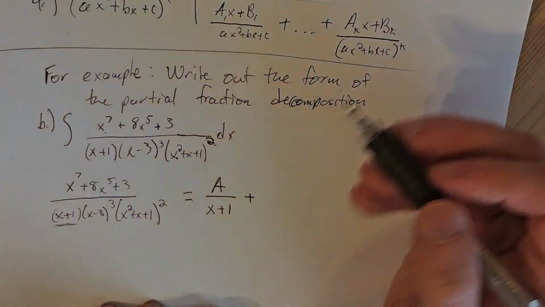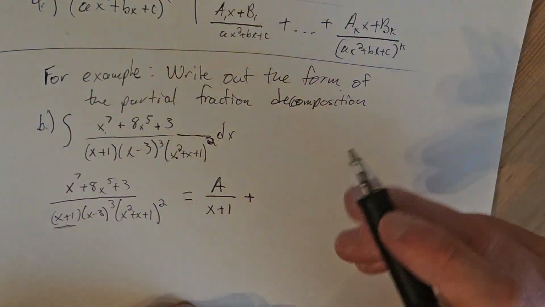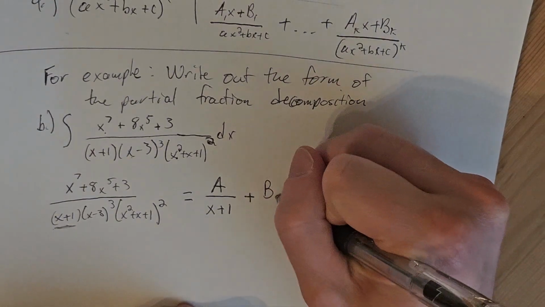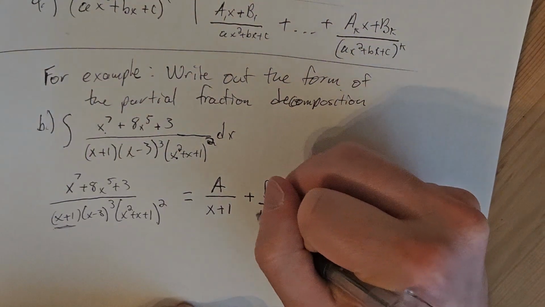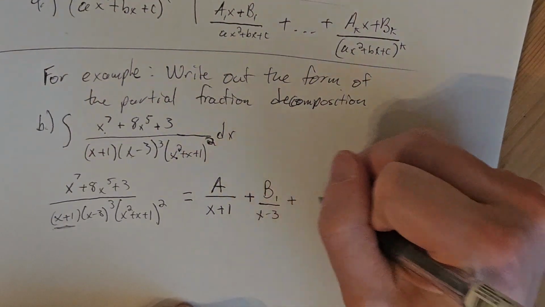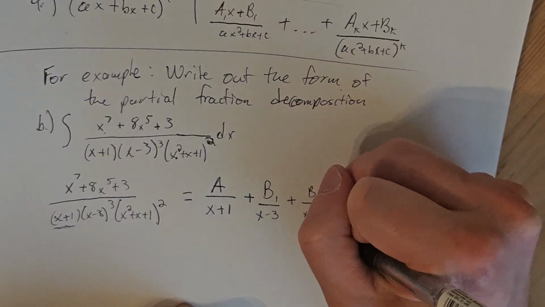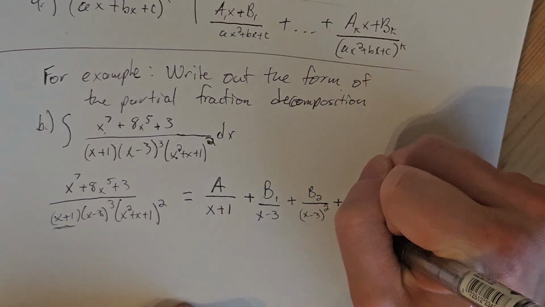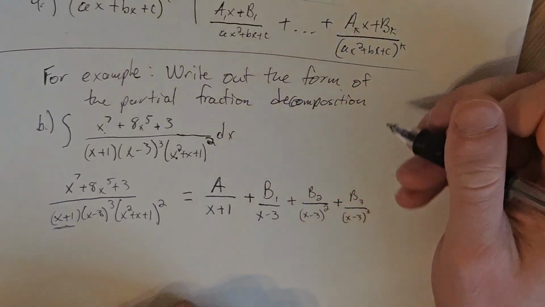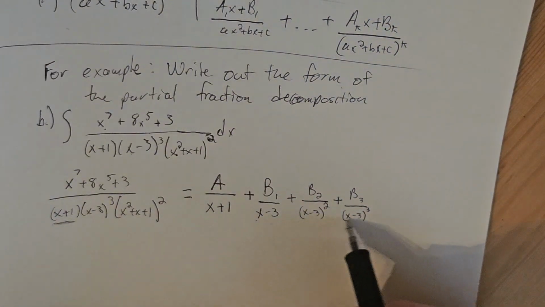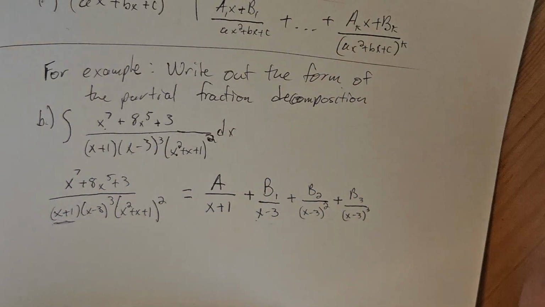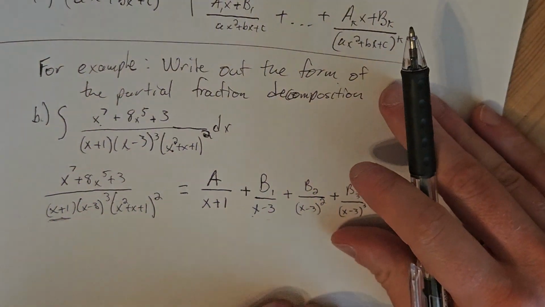But then we have another factor here, x minus 3, and that cubed. So we're going to get some B, and I'm going to say B1 here, over x minus 3, plus some B2 over x minus 3 squared, plus B3 over x minus 3 cubed. And again, we keep doing this. We keep writing something out like this until we get to the power on that linear term. Okay? And of course, we're not quite done yet because we have a quadratic term there.